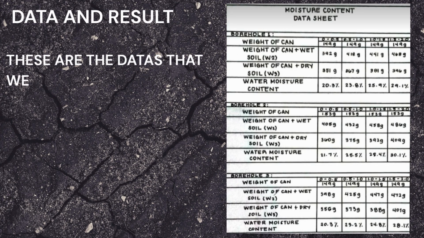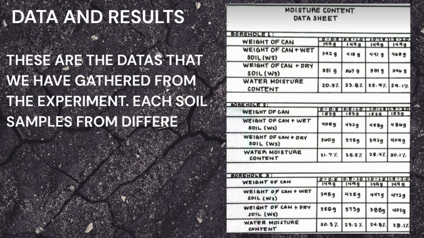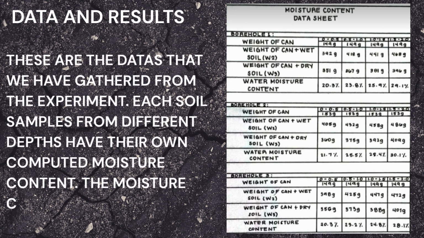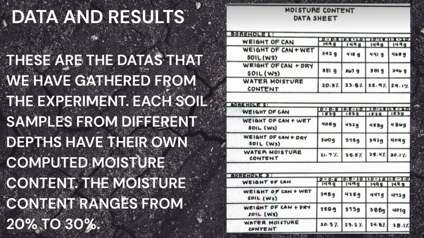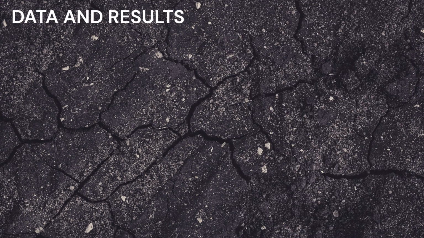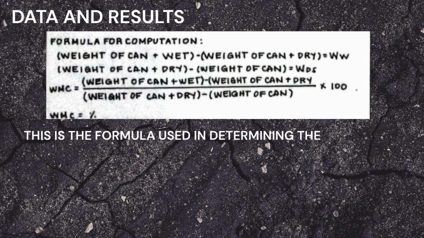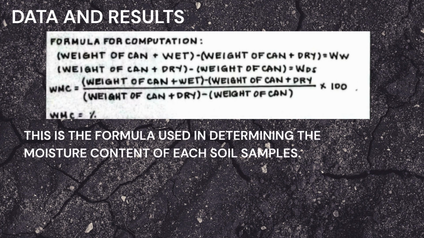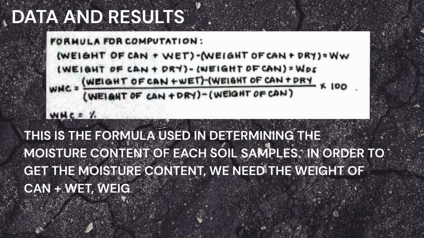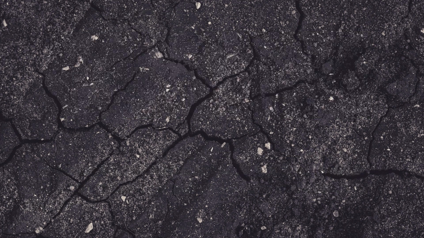These are the data that we have gathered from the experiment. Each soil sample from different depths has its own computed moisture content. The moisture content ranges from 20% to 30%. This is the formula used in determining the moisture content of each soil sample. In order to get the moisture content, we need the weight of can plus wet soil, weight of can plus dry soil, and the weight of the can.